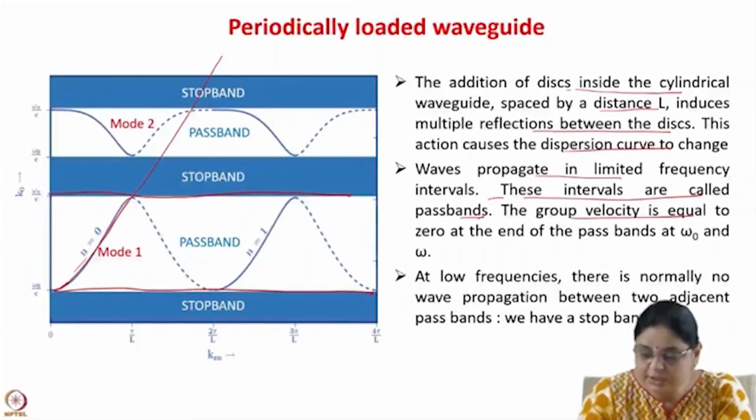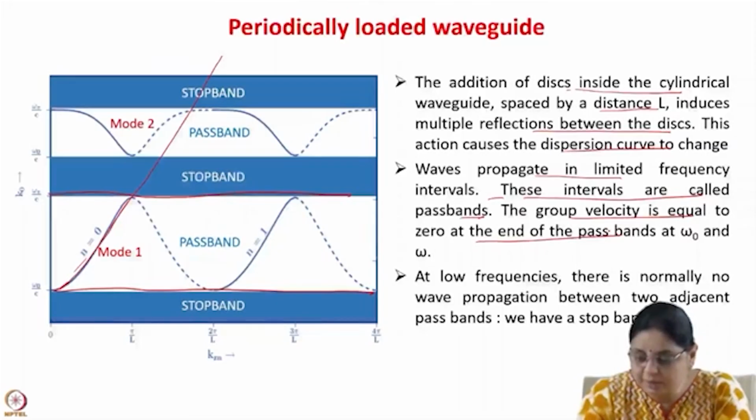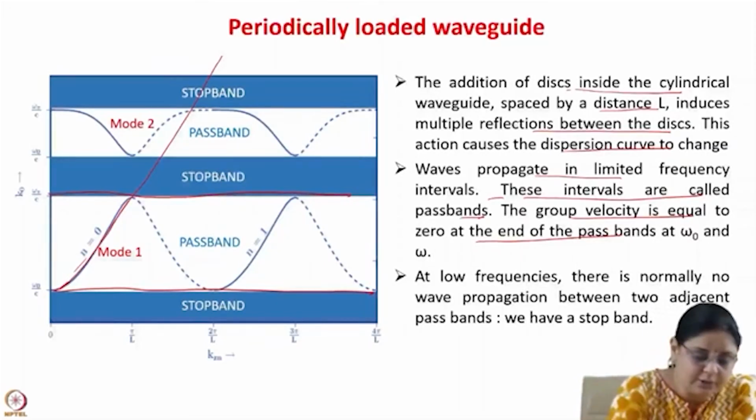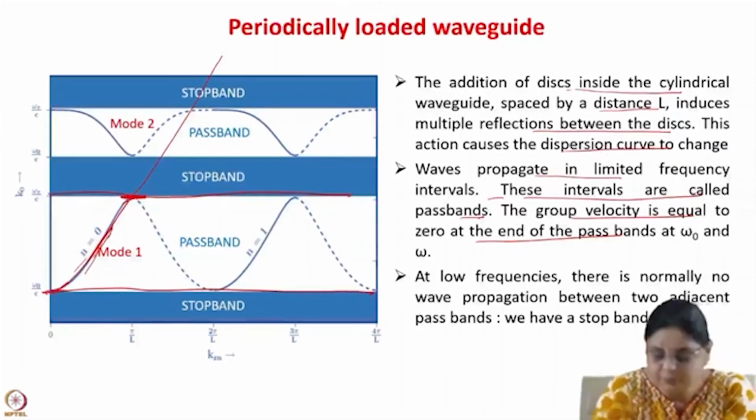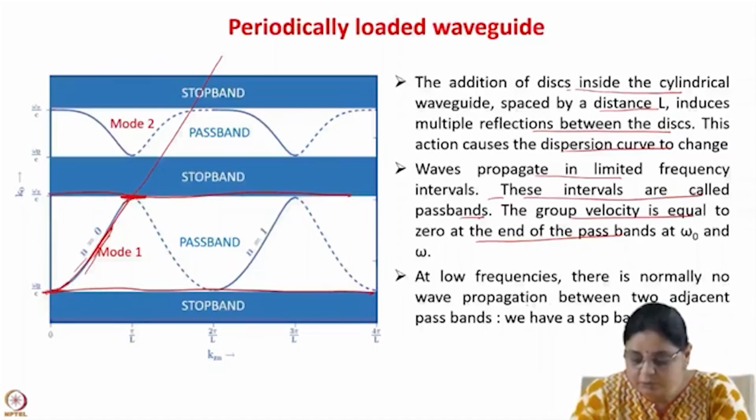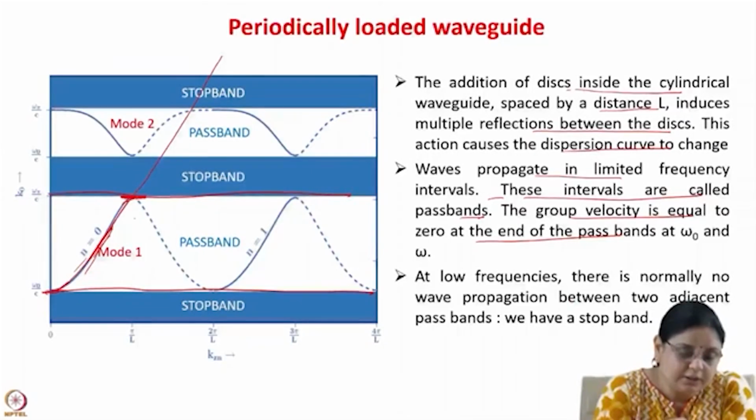The group velocity is equal to 0 at the end of the pass band. Here, the group velocity is the slope of this curve. So at the end of the pass bands, at this location and this location, the group velocity is equal to 0, and it is maximum at the center here. At low frequencies, there is normally no wave propagation between two adjacent pass bands. We have a stop band. So this is mode 1, let's say this is the TM01 mode. This is the next mode. So the two modes are now separated by a stop band.